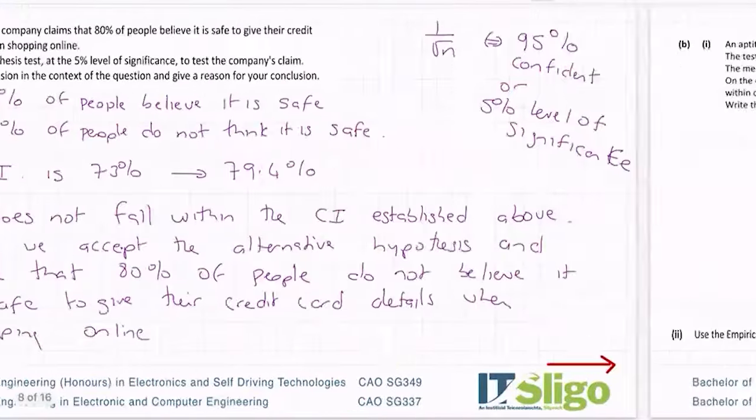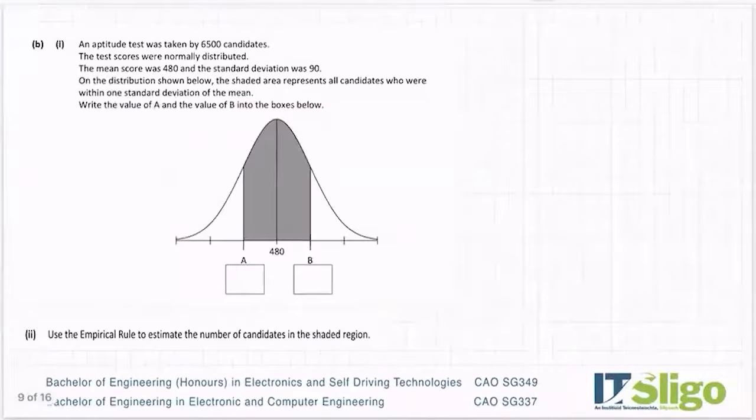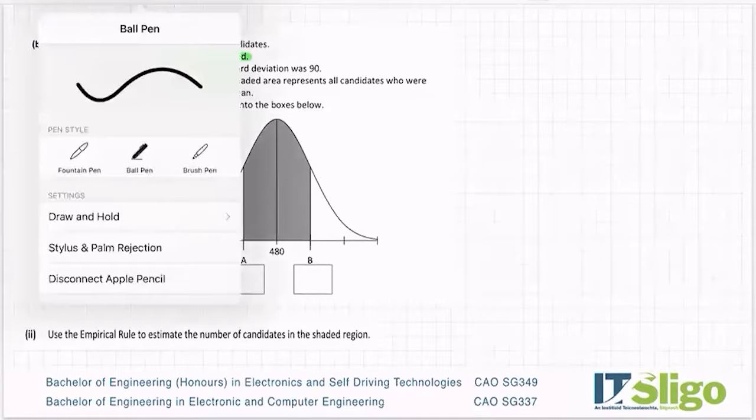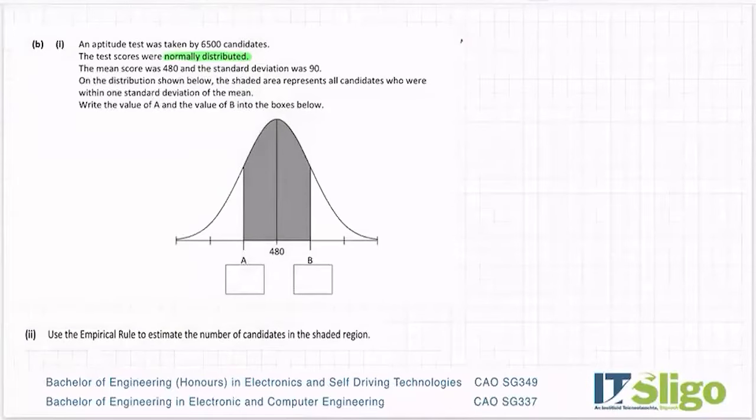Part B is quite a long question for 25 marks. Part B, an aptitude test was taken by 6,500 candidates. The test scores were normally distributed. Super important. The mean score was 480 and the standard deviation was 90. On the distribution shown below, the shaded area represents all candidates who are within 1 standard deviation of the mean. Write the value of A and the value of B into the boxes. So what is standard deviation, mean, and so forth? I'm going to ramble for a while.